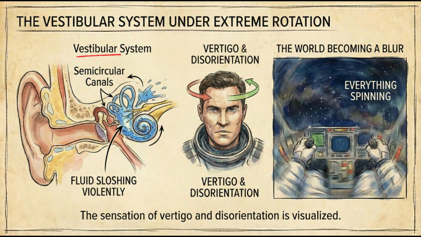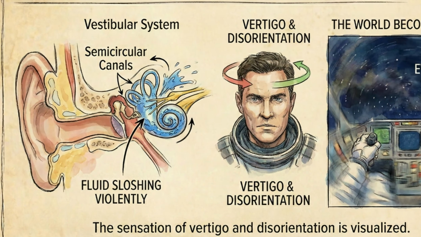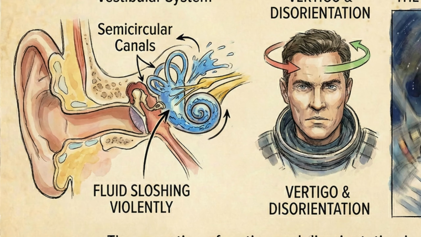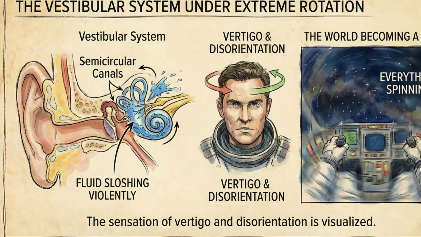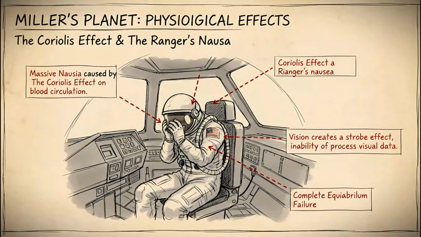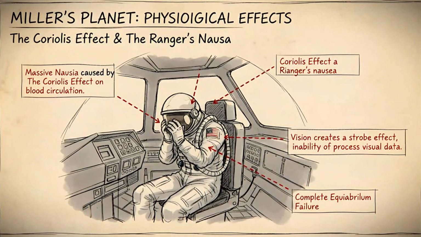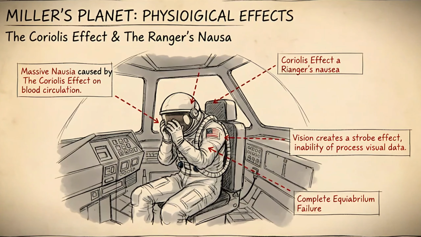This wreaks havoc on the vestibular system, your inner ear's balance mechanism. The fluid in his ears is sloshing wildly, telling his brain he's tumbling in every direction simultaneously. The Coriolis effect on his blood circulation causes massive nausea. His vision creates a strobe effect where he can't process visual data. His equilibrium completely fails. And that's where we find the true heroism.